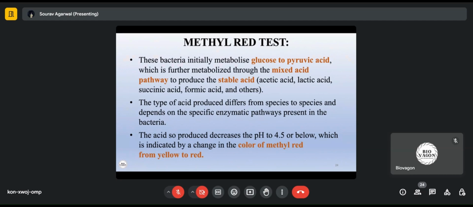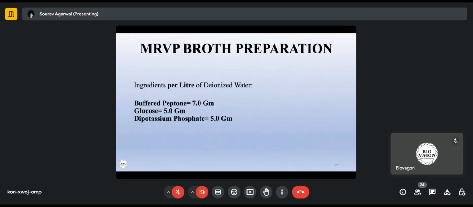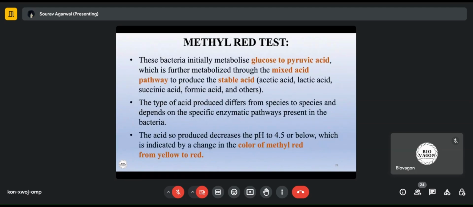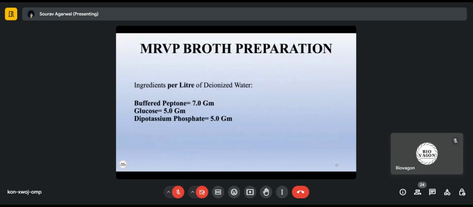So when you add methyl red, which is yellow in color, it will turn red because of the acidic environment of the media. So the positive test is red and the negative test is yellow. Your media will stay yellow even after the addition of methyl red.